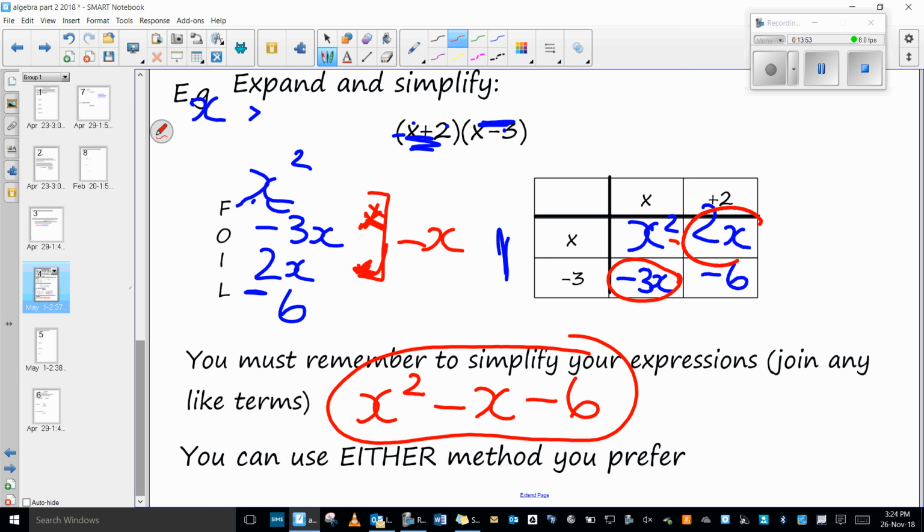And obviously, our joining of our like terms would happen for either method. Both methods, we have a negative 3x and a 2x. Both methods, we end up with the same answer. Georgie, you have a question?